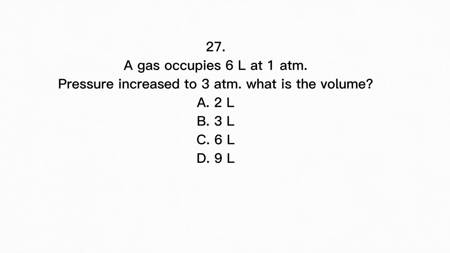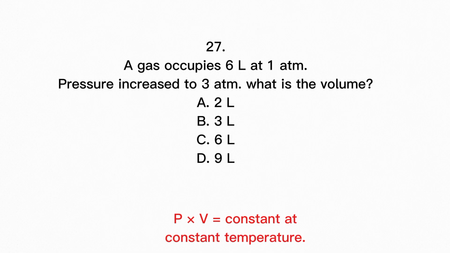Question 27. A gas occupies 6 liters at 1 atm. Pressure is increased to 3 atm. What is the volume? A. 2 liters, B. 3 liters, C. 6 liters, D. 9 liters. What is the answer? Let's look at the definition. Pressure times volume is equal to a constant at constant temperature.